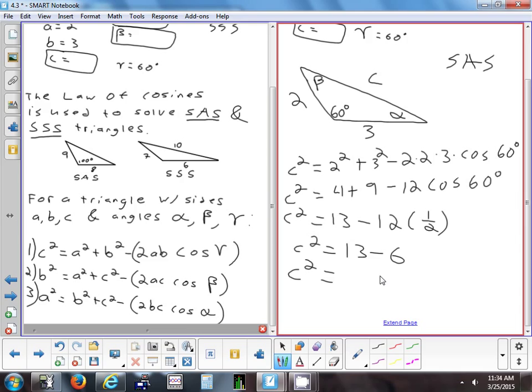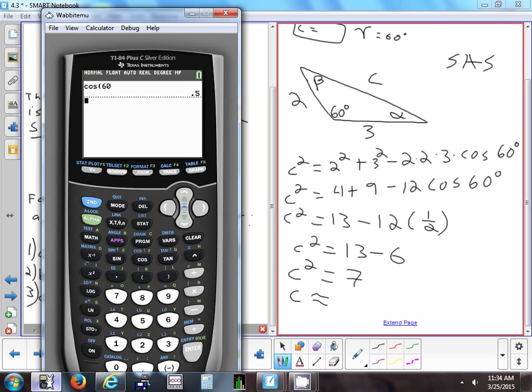13 minus 6 gives me 7. And I'm close to what I want. I want C. So what do I have to do on each side? Yeah, find the square root. Just take the square root, and we'll round it off. Okay, so take the square root of 7. It's about 2.646.